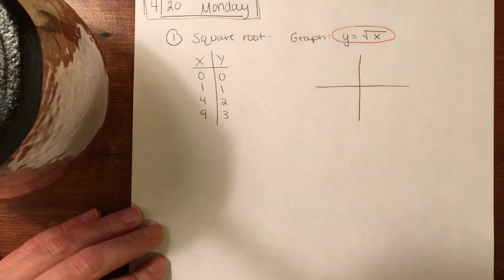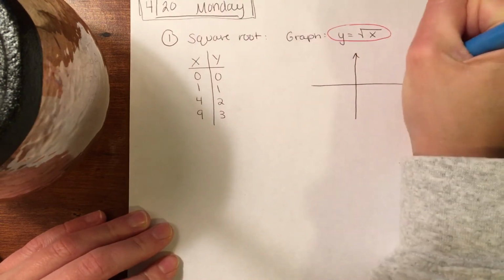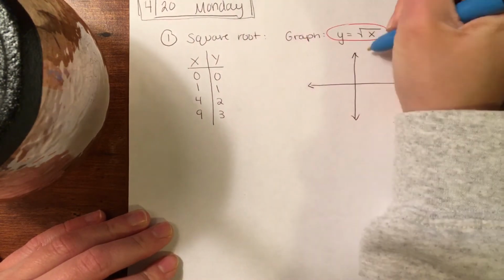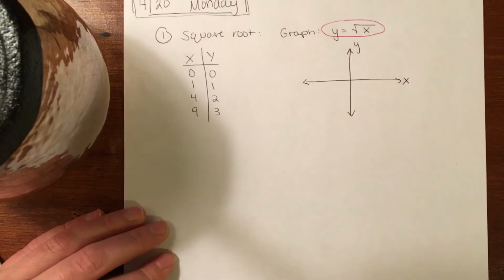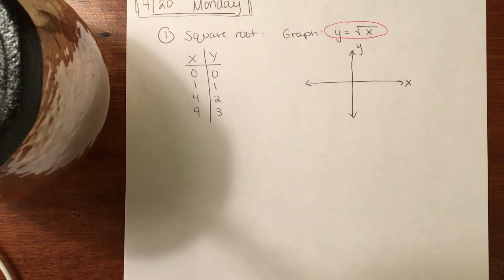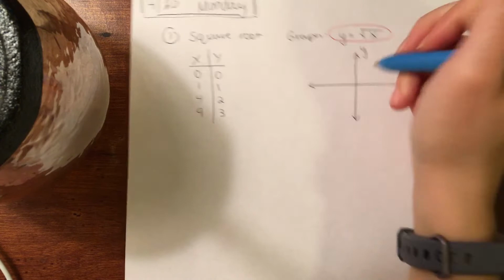You can graph decimals, of course. We're not going to penalize you for that, but some people are unsure of how many points you need to graph. As long as you have a decent amount so that you see the shape of it. Okay. So 0, 0 would be right here.